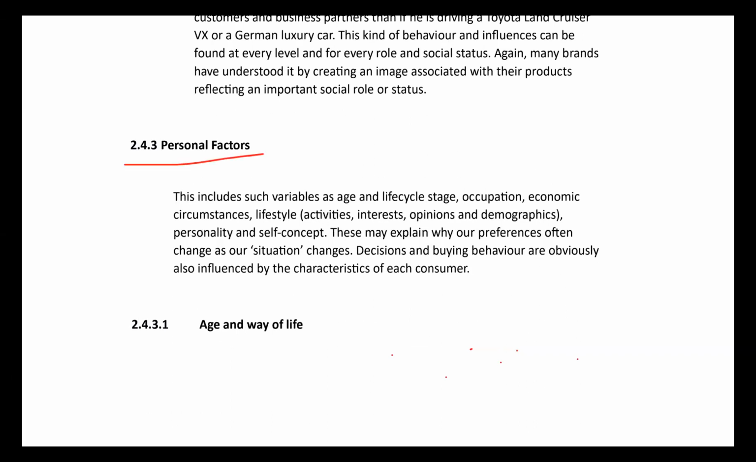Personal factors. These factors include variables such as age, life cycle stages, occupation, economic circumstances, lifestyle, that is activities, interests, opinions, and demographics. These may explain why our preferences often change as our situations change. So you can find that the decisions of people to buy or not to buy are influenced by the characteristics of each consumer.